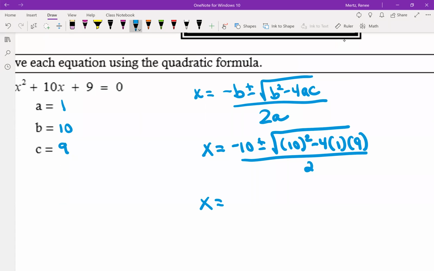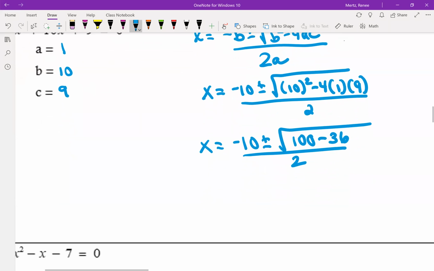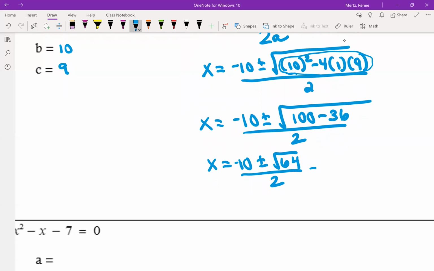So x equals -10 plus or minus the square root. This becomes 100 minus 36 all over 2. And do the math under the radical. -10 plus or minus the square root of 64 all over 2. You could also type this whole thing in at one time, keep the parentheses, and just skip this step and just get the square root of 64. All right, so now this is the tricky part. We get -10 plus or minus 8 over 2.